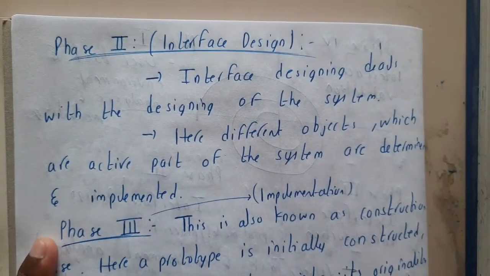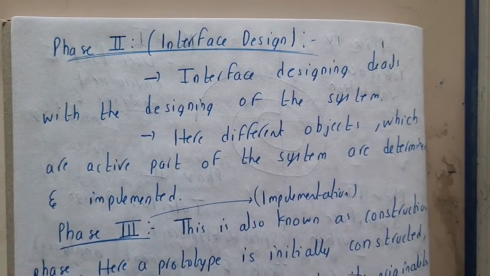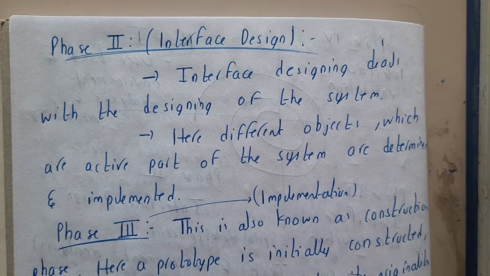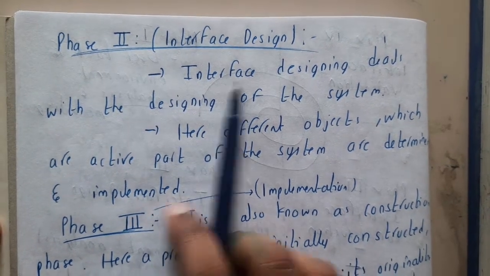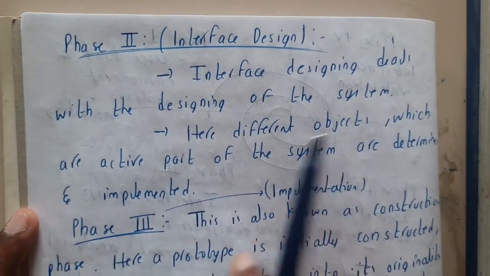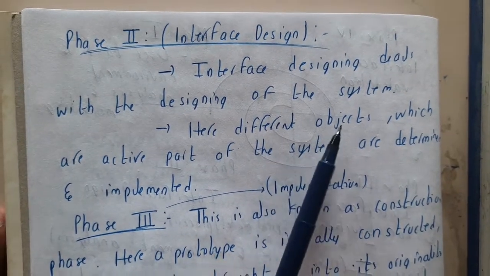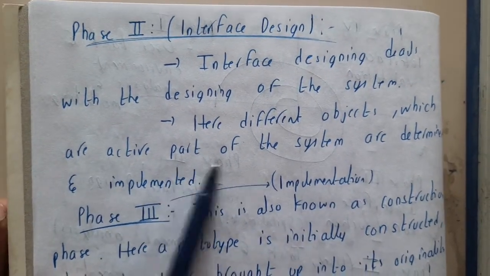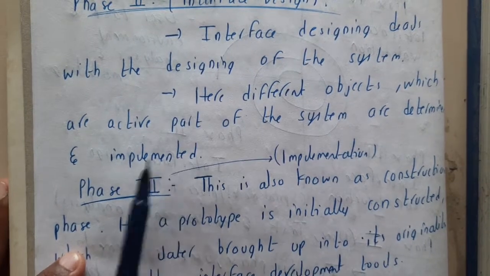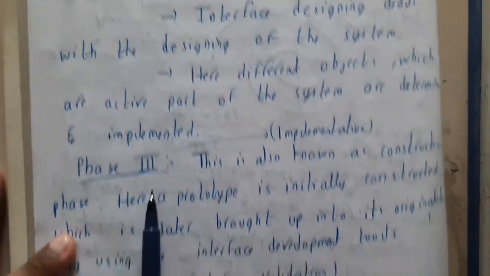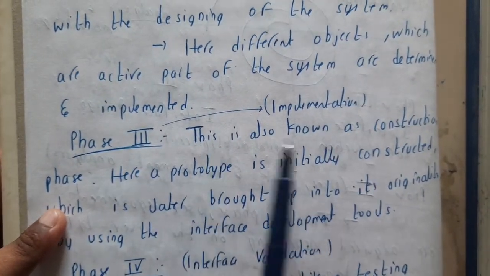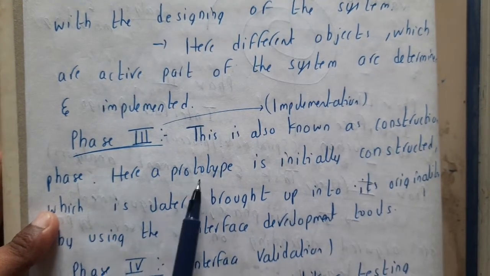The second phase is nothing but interface design. Here you will be designing the interface, like how it should be, making some small prototypes. Interface design deals with the design of the system. Here different objects which interact with the part of the system are determined and implemented. Implementation is the next step, guys, don't worry. Step 4 is implementation, also known as the construction phase. Here a prototype is made, guys.